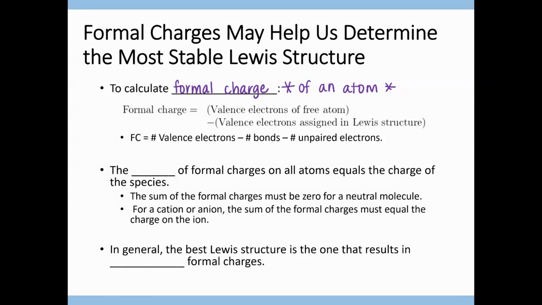So to calculate formal charge of an atom, we take the valence electrons of the free atom, which are the values that we've used to calculate total valence electrons. So 1 for hydrogen, 4 for carbon, 5 for nitrogen. Then we subtract valence electrons that are assigned to that atom in the Lewis structure. So you have to draw the Lewis structure to calculate formal charge. And what we mean by valence electrons assigned to the atom is the number of bonds and the number of unpaired electrons. We'll calculate formal charge for atoms in NO3 minus on the next slide, and we'll use that formula.